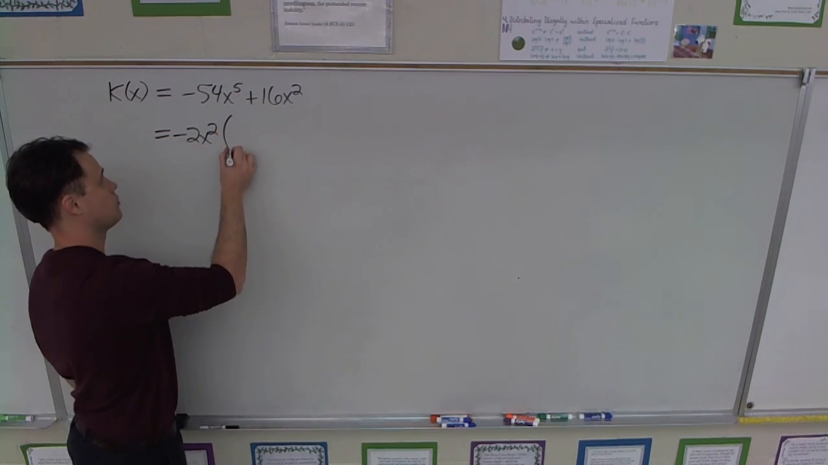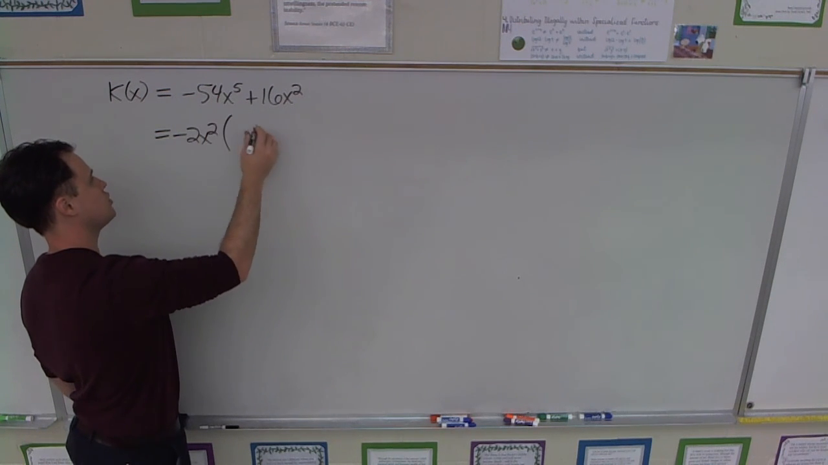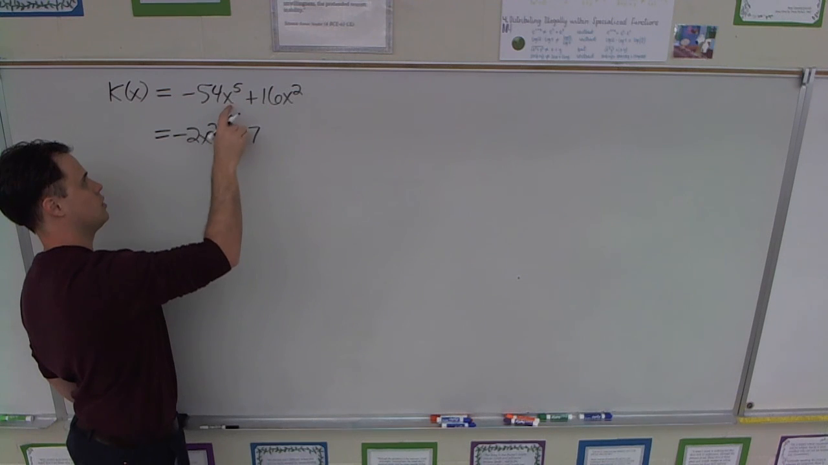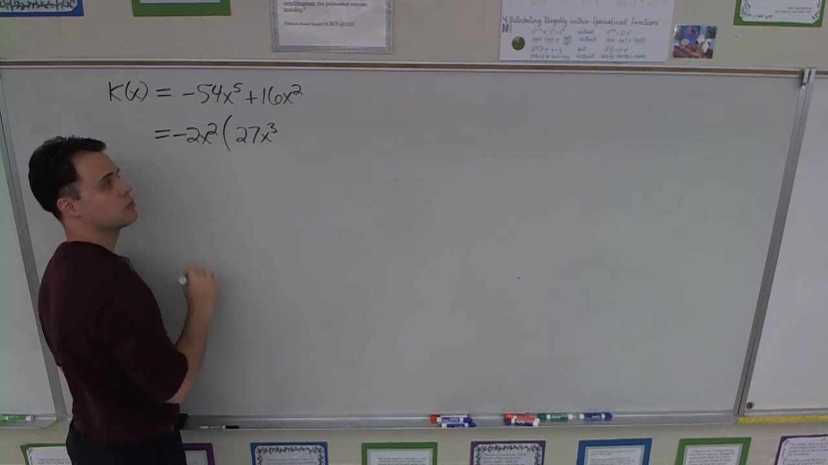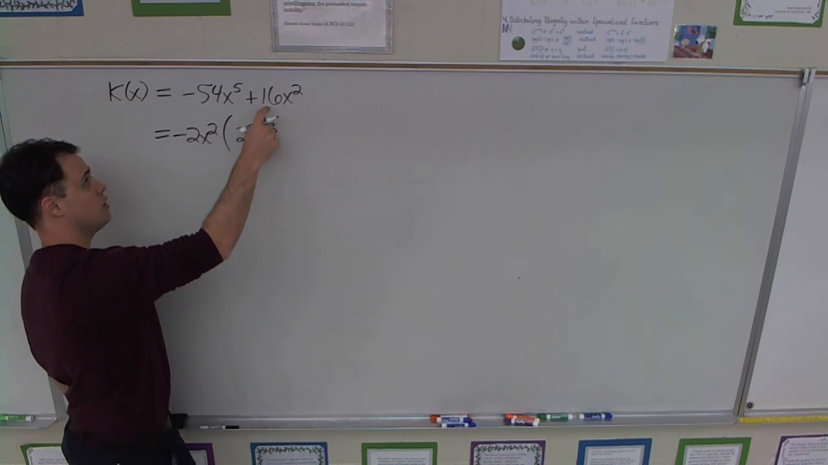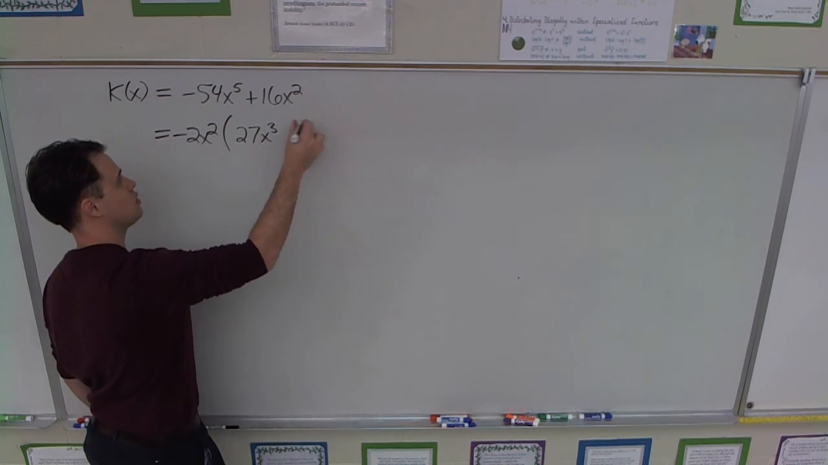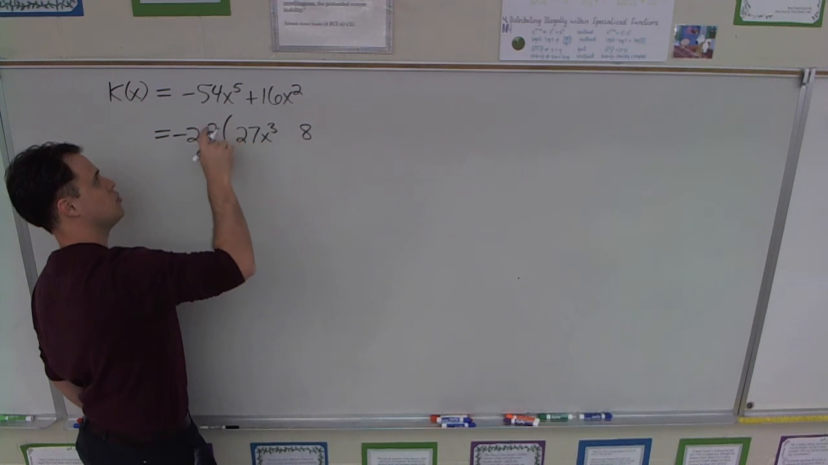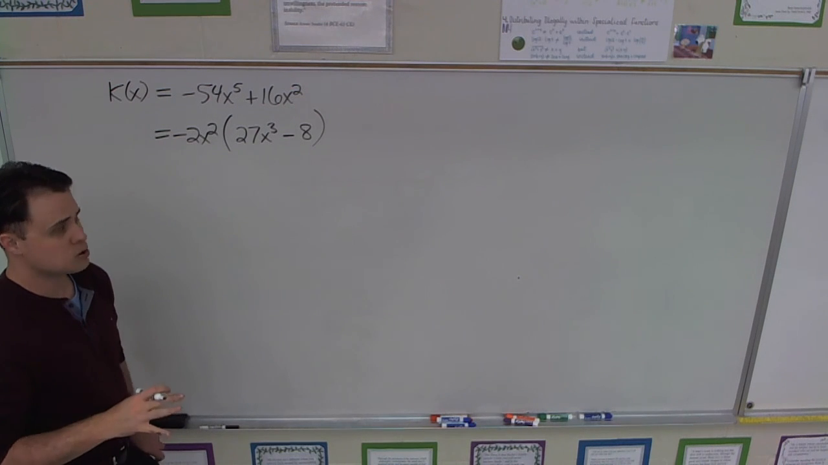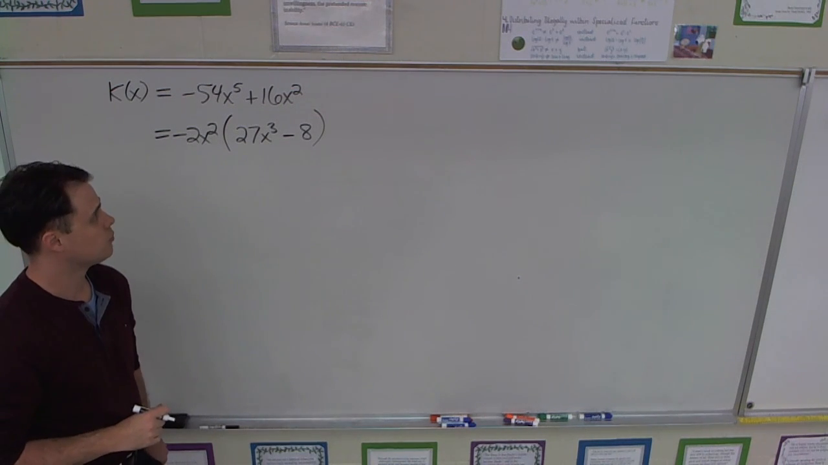What's left? 54 over 2 is 27, and I pulled the negative out. Still got x cubed left, or 3 x's multiplied together. If I pull 2 out of 16, I have 8. I pulled the x squared out. But when I pull a negative out of a positive, I'm left with a negative. So there's that one. No synthetic division required so far.